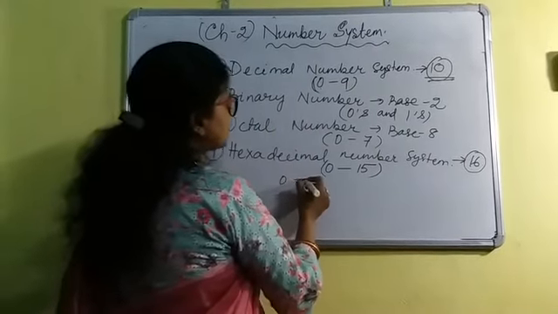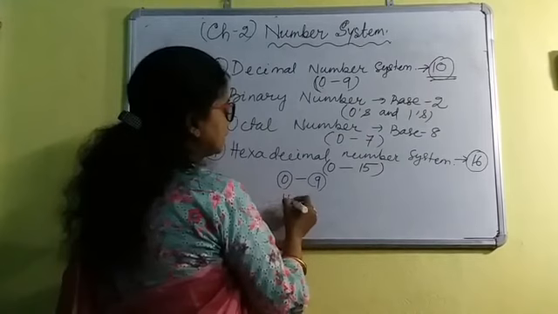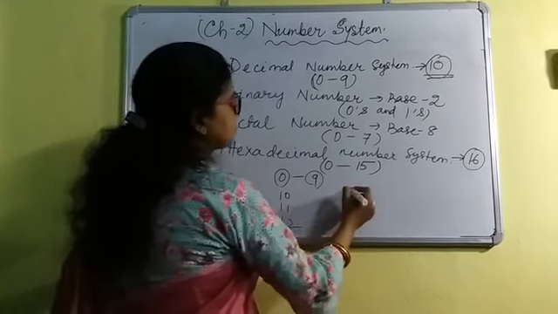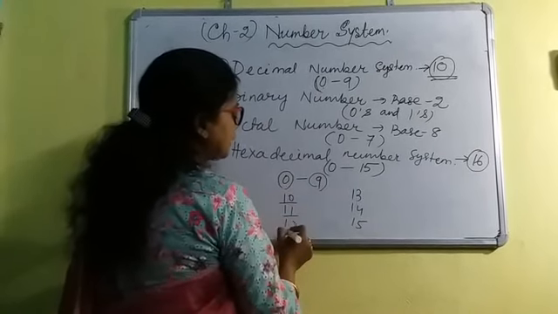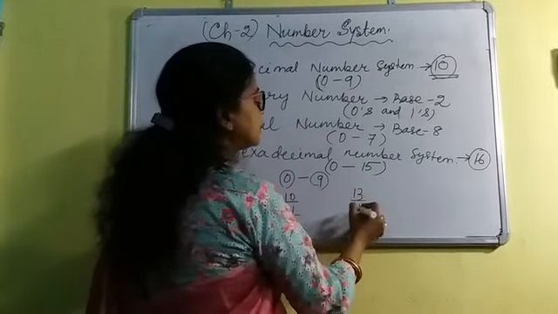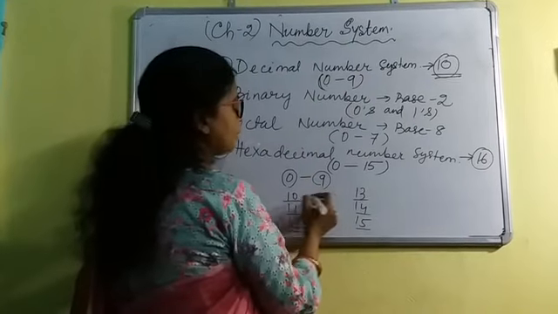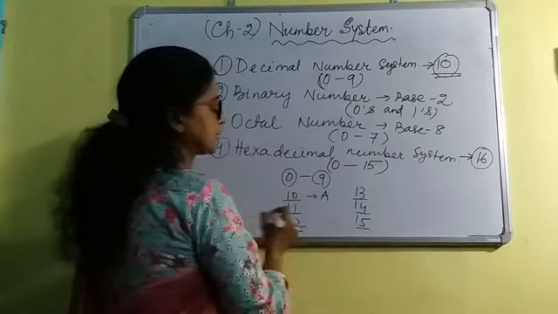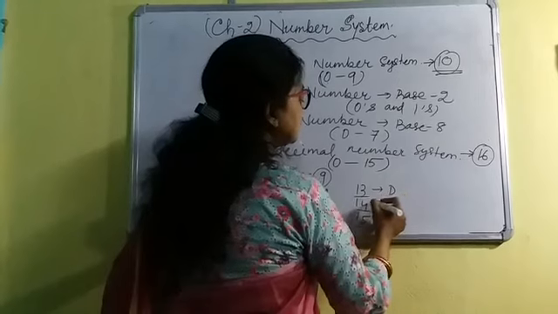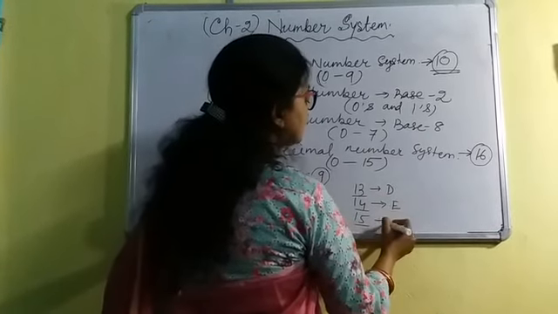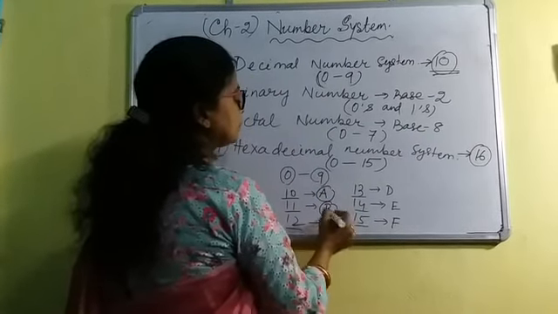Now 0 to 9 are in single digit form. After 9 come 10, 11, 12, 13, 14, 15. As these are two digits, we convert them into single digit form. So 10 is considered as A, 11 is B, 12 is C, 13 is D, 14 is E and 15 is F. Now they are all in single digit form.